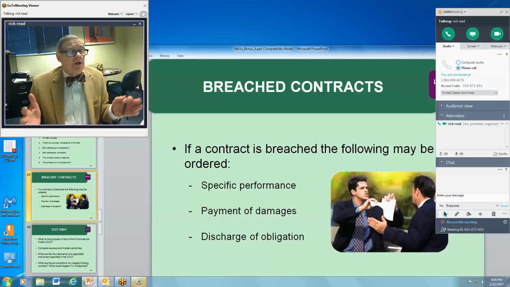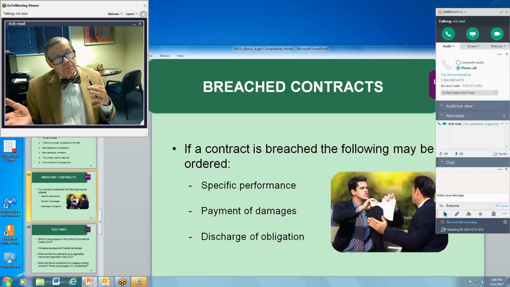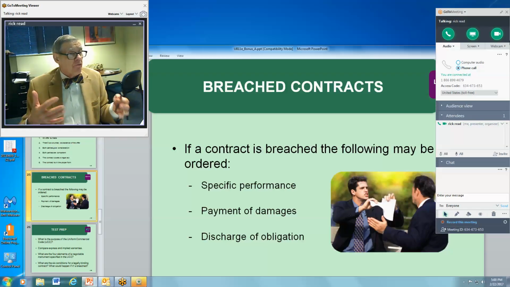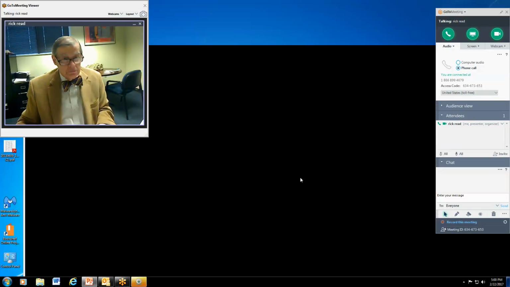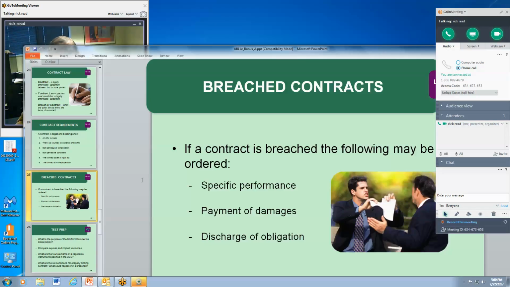If a contract is breached, one of the parties may be ordered to do some kind of performance, pay damages, and discharge the obligation. That means that, hello, oh no. Well, okay, I'm back. I hope we don't have problems like we had before.